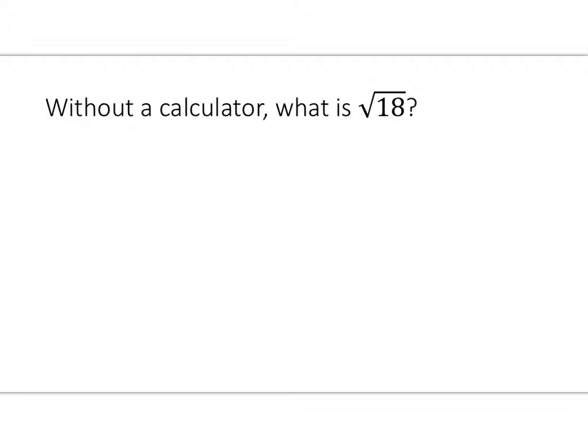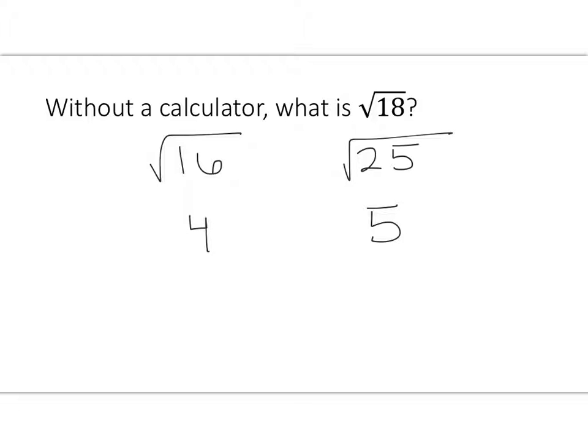Well, 18 is not a perfect square, so I don't know that one off the top of my head. However, I know that 16 is a perfect square, and 25 is the next perfect square. So the square root of 16 is 4. The square root of 25 is 5. So the square root of 18, since it's smack somewhere in between, has to be somewhere between 4 and 5.